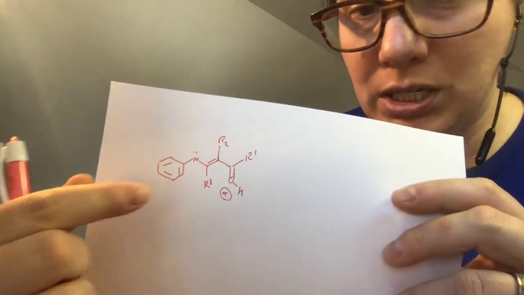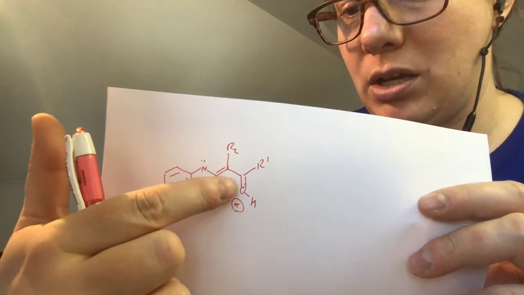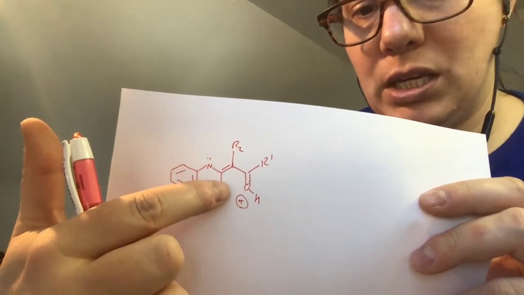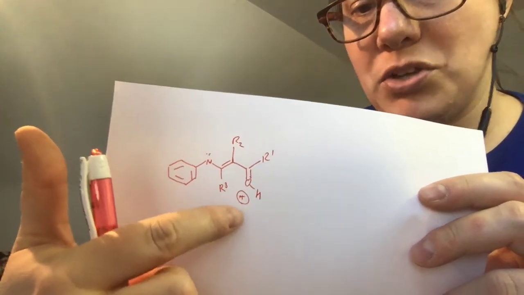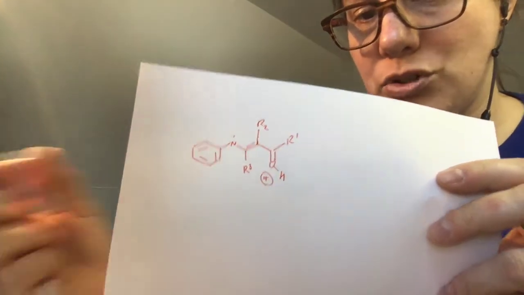So everything's conjugated here, right? The lone pair is conjugated with this alkene here, which is conjugated with this positively charged carbonyl. So all we have to do is push all the way through.